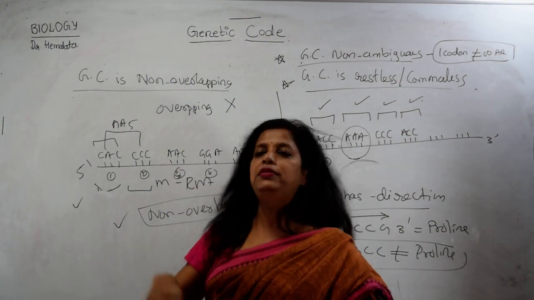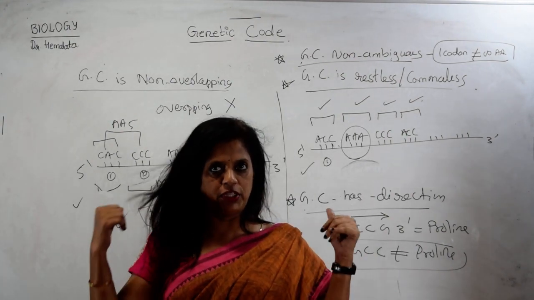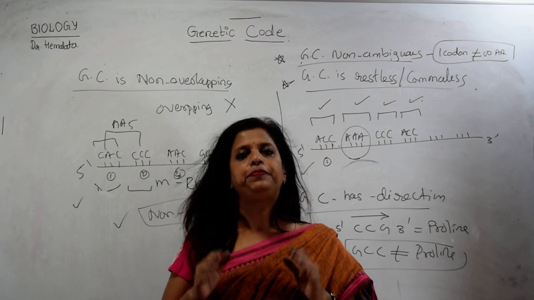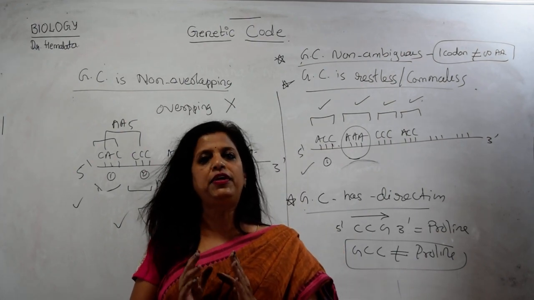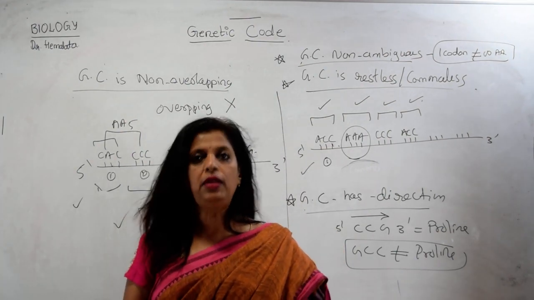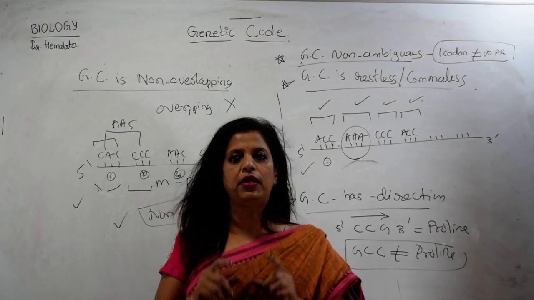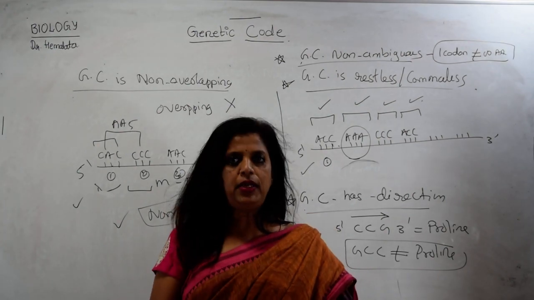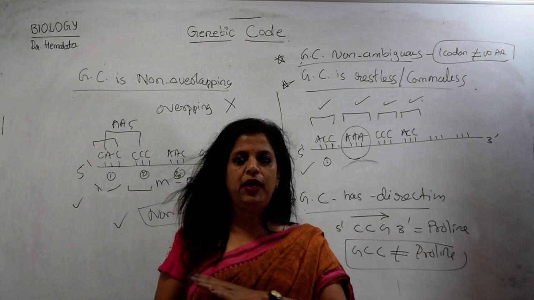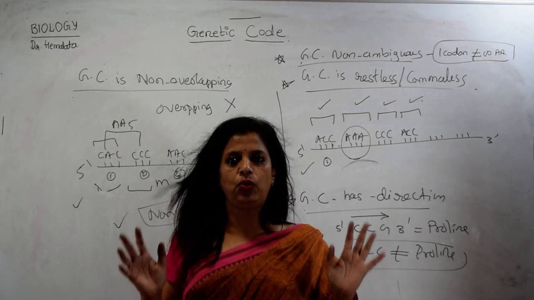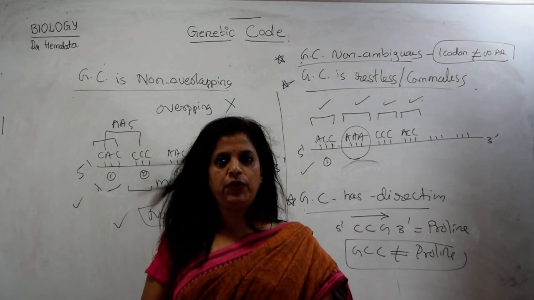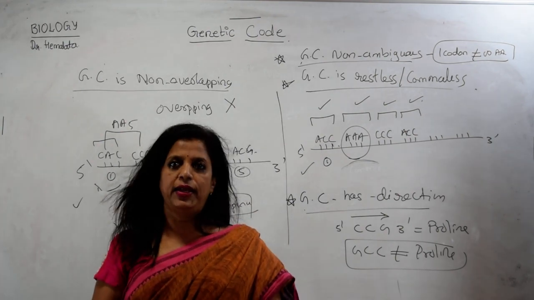Next is, genetic code is universal. Before this I told you, universality means every code is specifically producing a particular amino acid. The same specificity will continue from bacteria to human beings. Every organism has the same basic coding language. Therefore, it is a universal coding language.